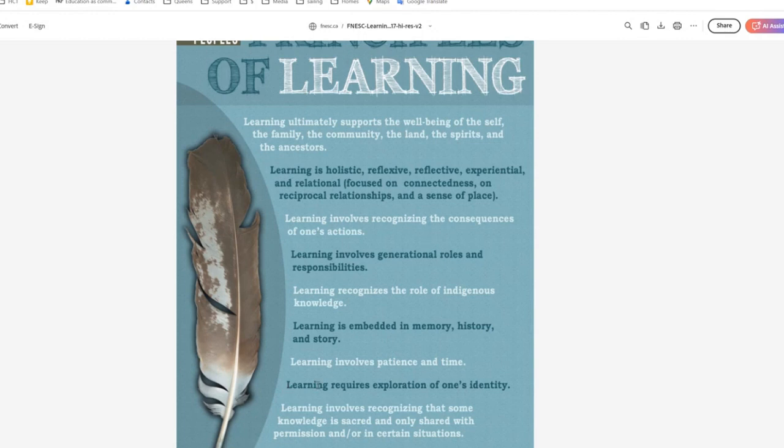I also love this one. Learning requires an exploration of one's identity. So this as well is very much right at the heart of reflection, also at the heart of being learner-centered. If you're helping a learner to explore their own strengths, goals, so forth, what they're really doing is exploring their identity. So these two principles are right at the heart of what we're talking about this week.